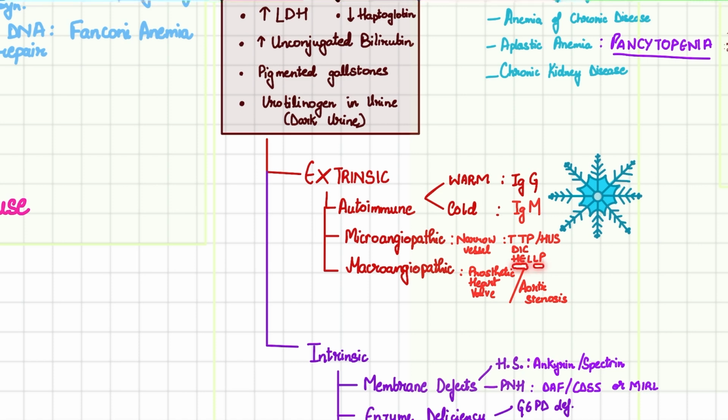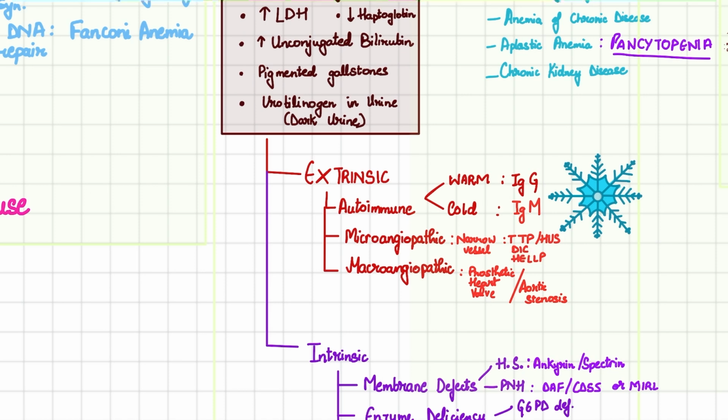Low platelets is another feature. Elevated enzymes is another feature. So three main things are there: hemolysis, elevated liver enzymes, and low platelets. So this hemolysis, it occurs inside the vessels, inside the small vessels. So we call it microangiopathic.